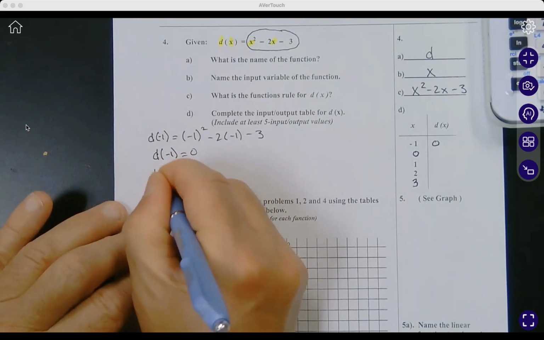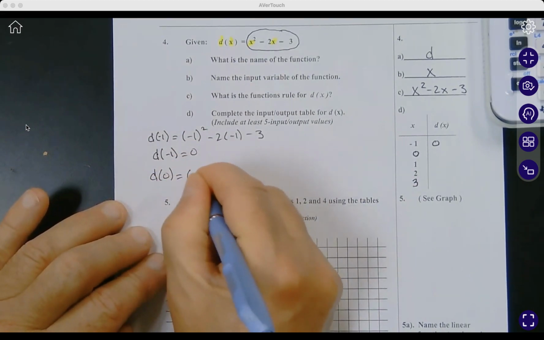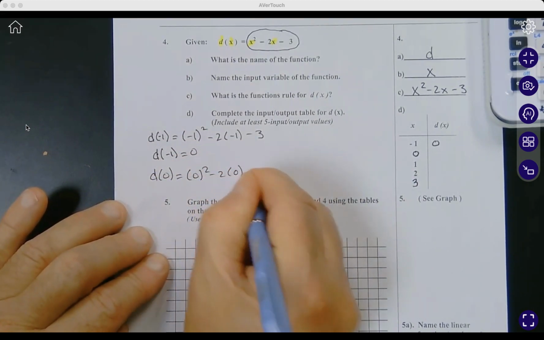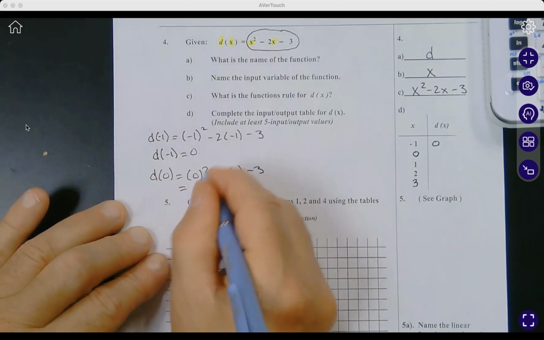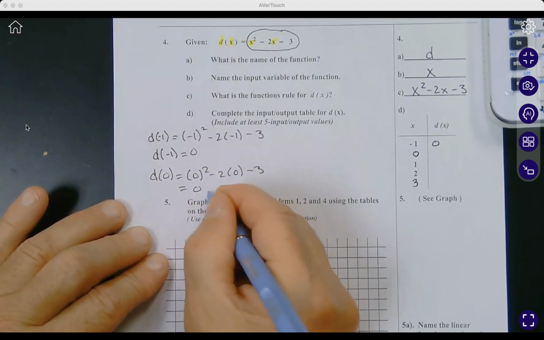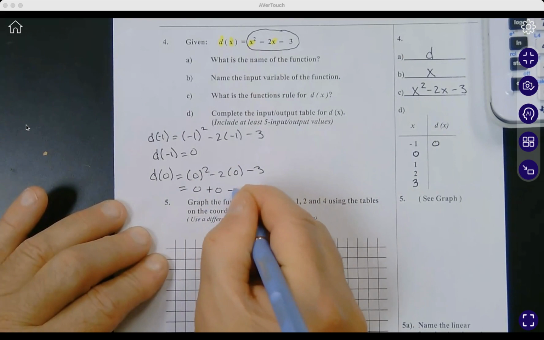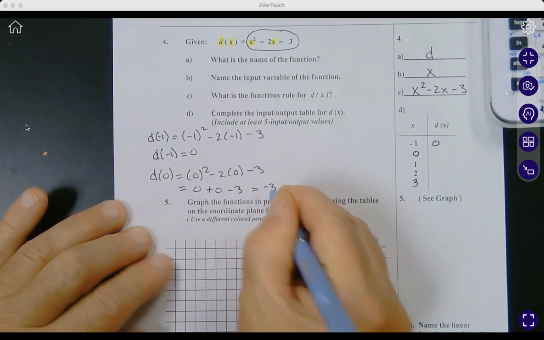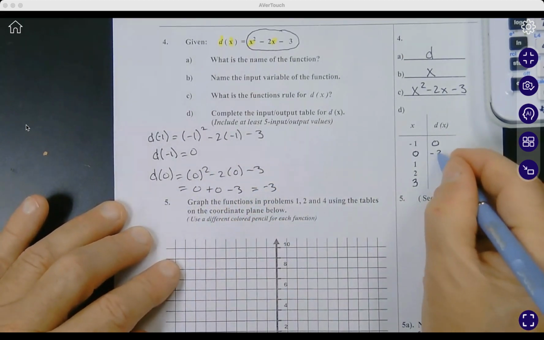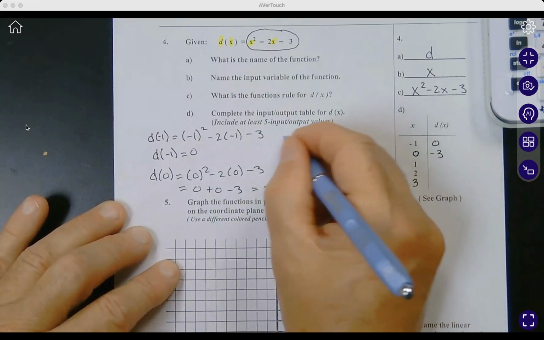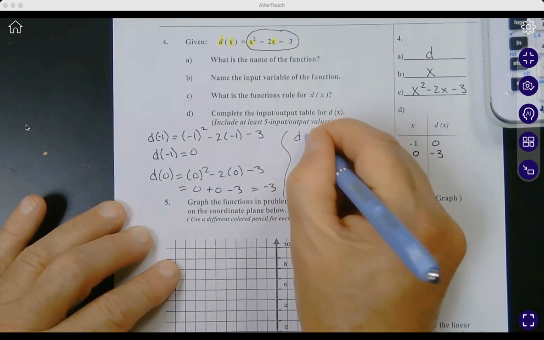Let's see what happens when I put in an input of 0. I can do this one by hand because 0 squared is 0. -2 times 0 is 0, minus 3. So that just equals -3. Now I'm going to input a 1. So I'm going to do d of 1.